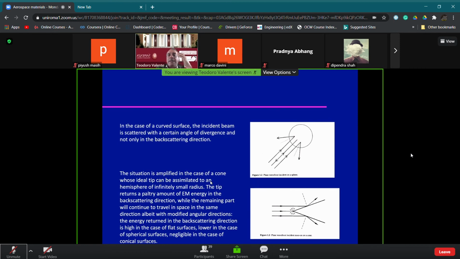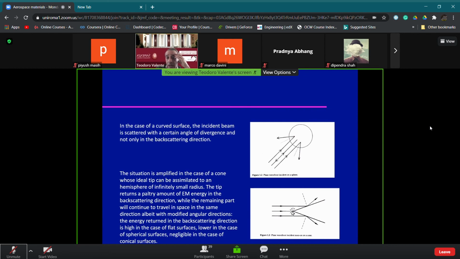This is amplified when we use, for example, a cone, which has also a discontinuity point. That is, here we can think of a very low radius of curvature, because the tip, where the very low radius of curvature is located, irradiates all over the direction.